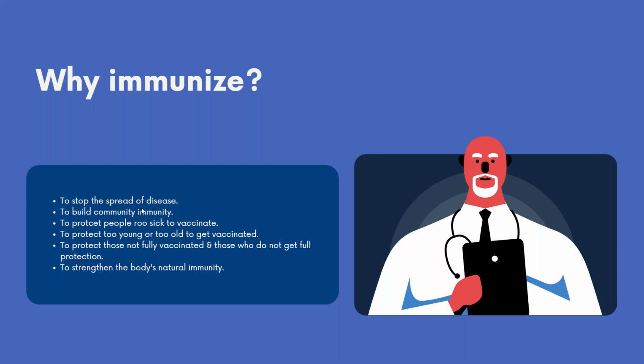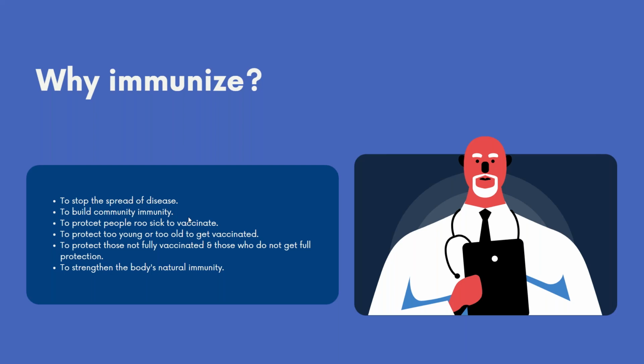To build community immunity. By vaccinating most people in the community, we can protect the entire community from diseases. If enough people choose not to get the vaccines, it leaves an opening for disease to break through and spread. So it's important for everyone to take part in protecting all members of the community.